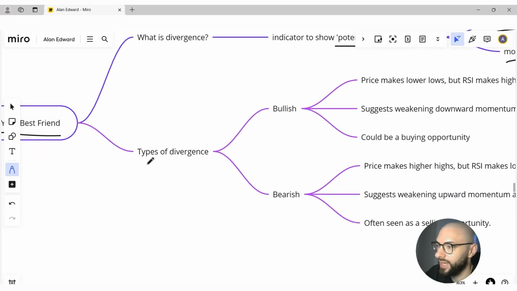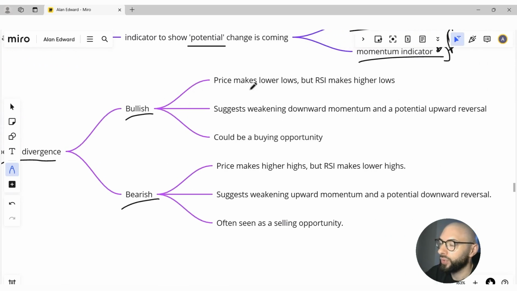So types of divergence. There's bullish divergence and then there's bearish divergence. For bullish, price makes lower lows, but the RSI makes higher highs. This suggests weakening downward momentum and a potential upward reversal. It could be a buying opportunity. Remember, it could be. That's the key word. It's not a definite. And it's just the opposite for bearish. So price makes higher highs, but on the RSI, it makes lower highs. And this just suggests weakening upward momentum and potential downward reversal. Again, potential.